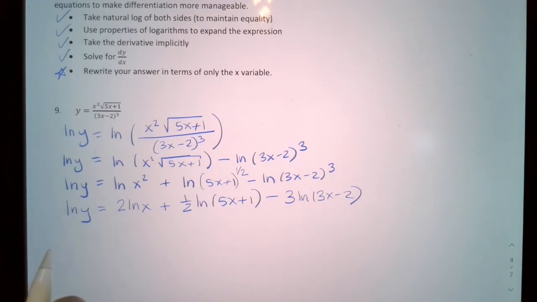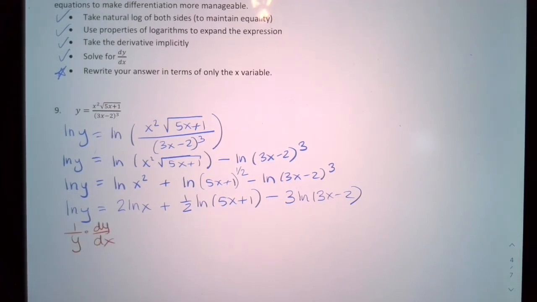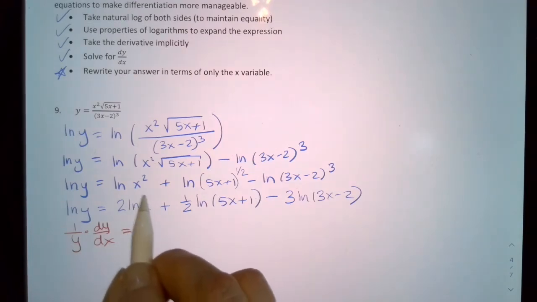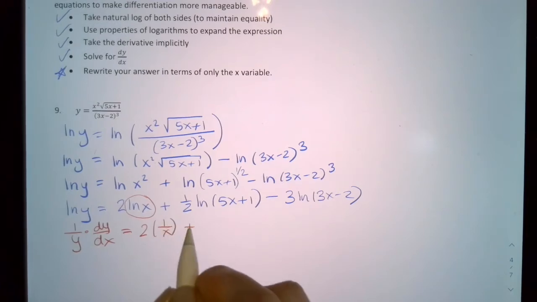I am now going to take the derivative of anything that I see. The derivative of the natural log of y is 1 over y. It's 1 over whatever's inside. I'm going to slap a dy dx on it because there's a y variable there. That's the idea of implicit differentiation. Over here on the right-hand side, I've got the 2, that's just a coefficient. The derivative of the natural log of x, remember, that's 1 over x.